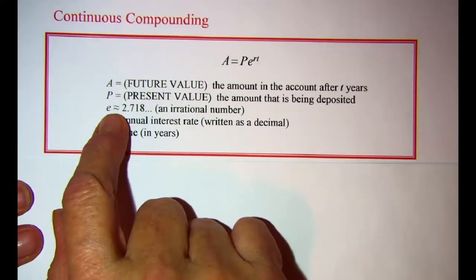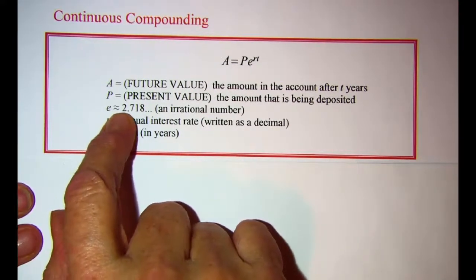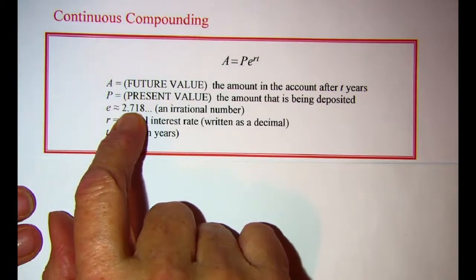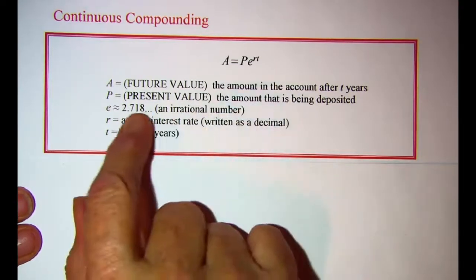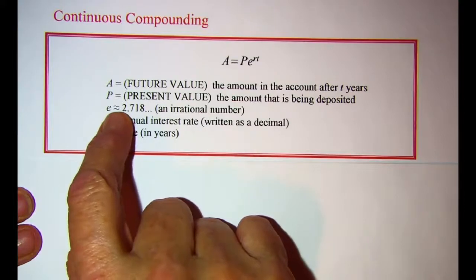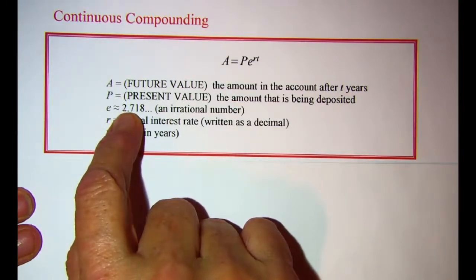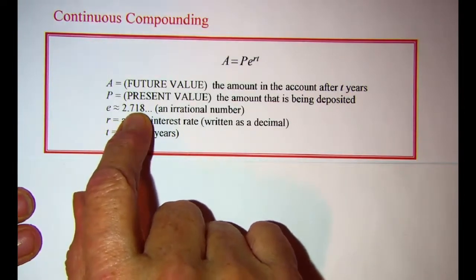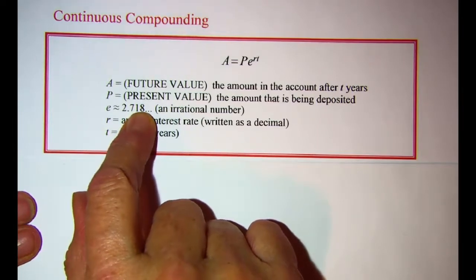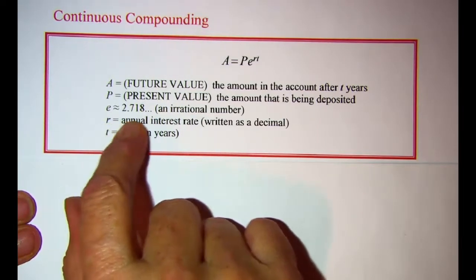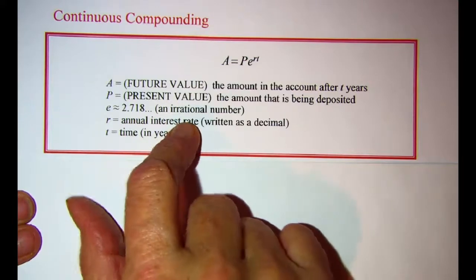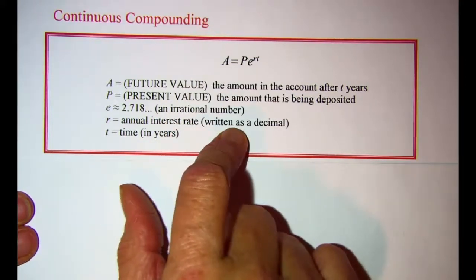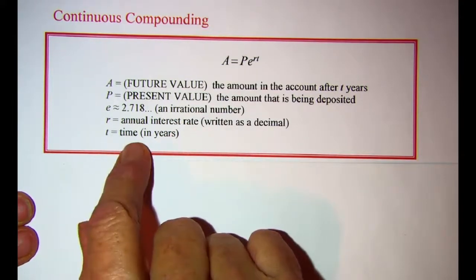e is a constant. It's an irrational number, like pi is an irrational number, only the value of e is about 2.7182818, etc. r is our annual interest rate. We need to write that as a decimal. And then t is our time in years.